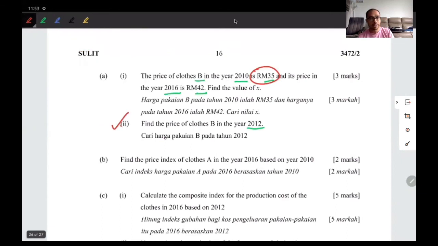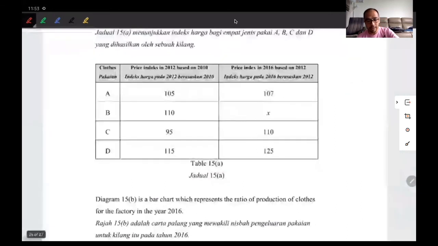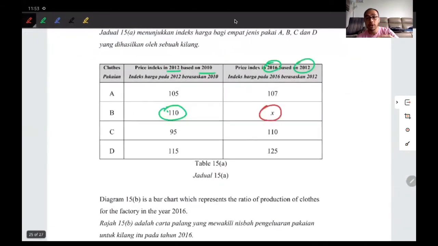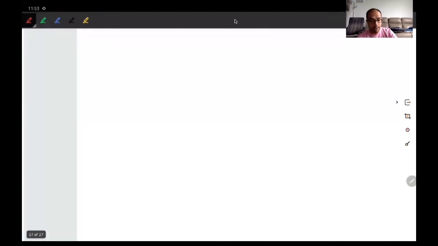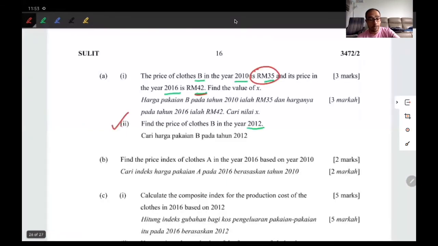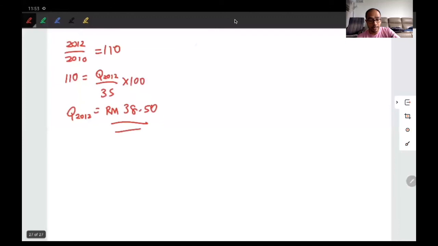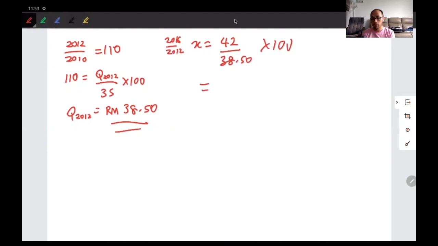Anyway, let's continue to find the value of X. The value of X is 2016 over 2012. The price of 2016 is 42. So X equals 42 over 38.50 times 100. 42 divided by 38.5 times 100 will be 109.09.